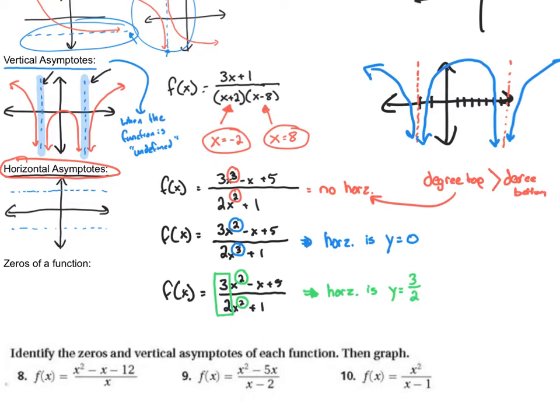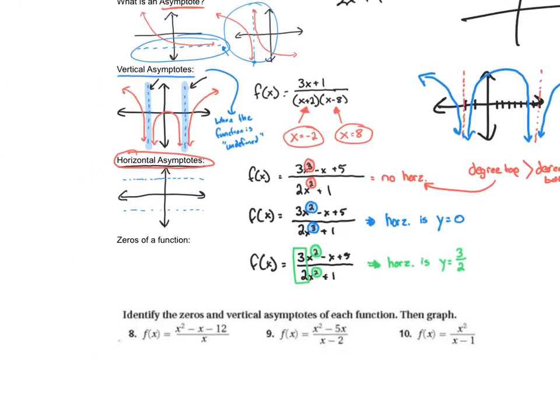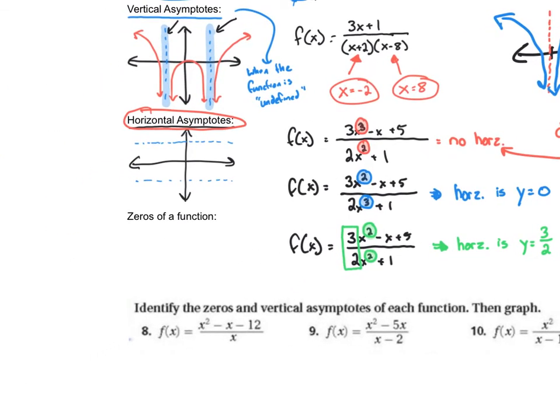Right? So there it is. So it's going to be which scenario holds true, right? So is the degree, and the degree is the biggest value that we see. Right? So that's how we're going to find horizontal asymptotes. Lastly, what is a zero of the function?